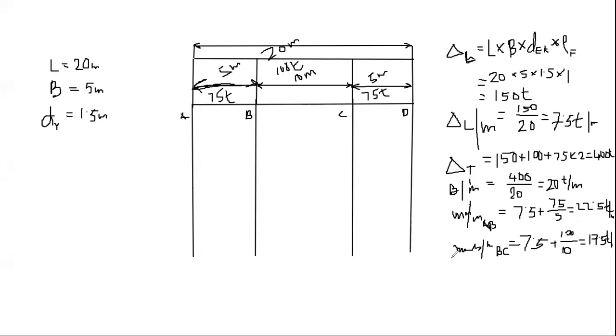And C to D will be the same. This is the same mass distribution because we have added the same mass from C to D. So this is C to D, and A to B is the same. Now we have the buoyancy as well as the mass. So we can draw the buoyancy.